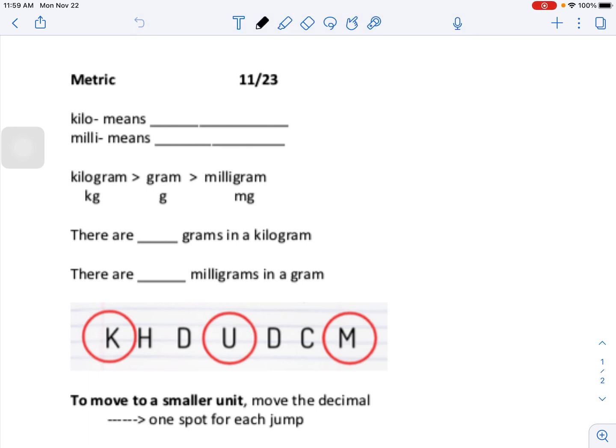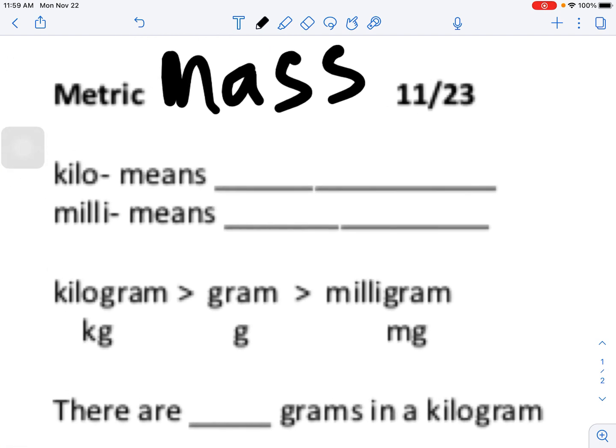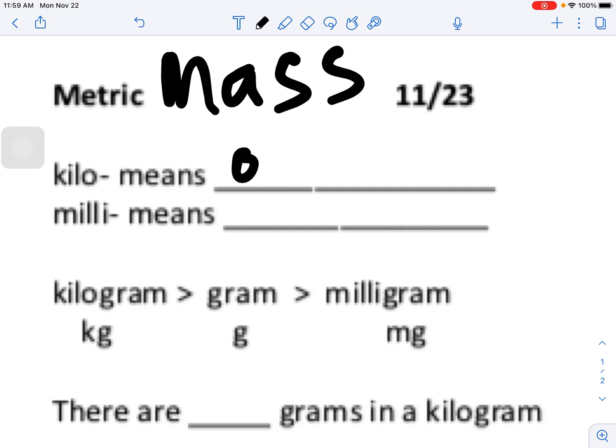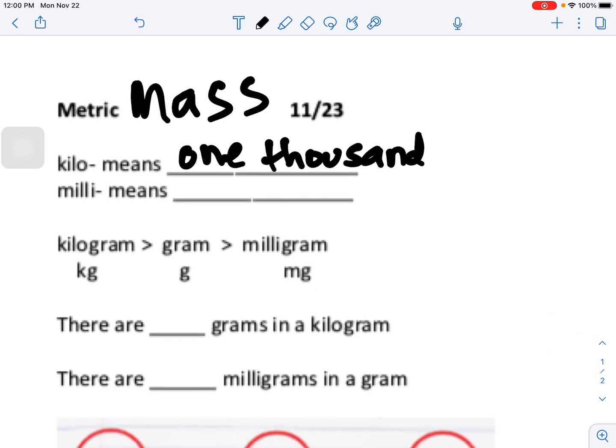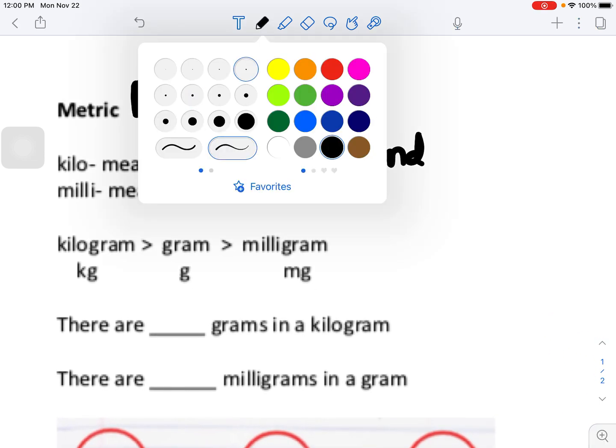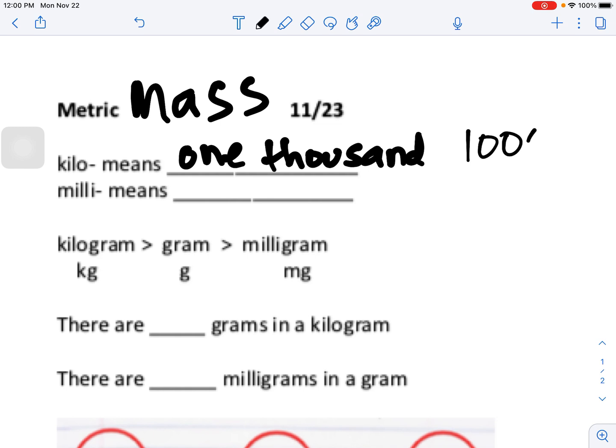Today we're going to be taking notes on the metric system, and specifically for mass, how we convert between these units. The prefix kilo means 1,000. If you have a kilo or a kilogram of anything, it's a lot. It's actually 1,000 grams.